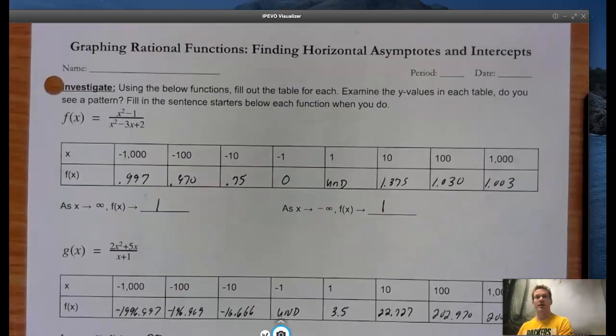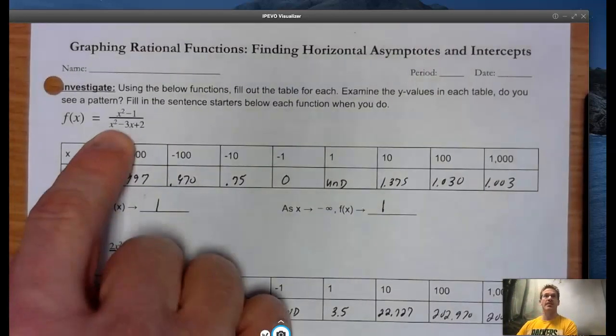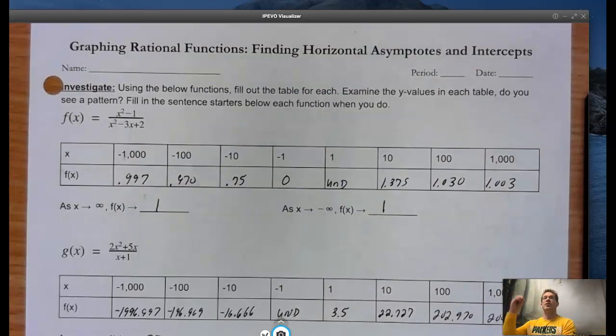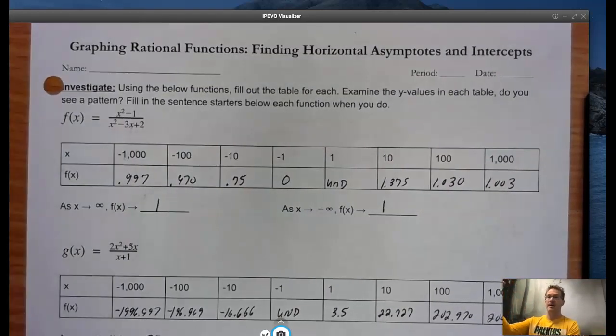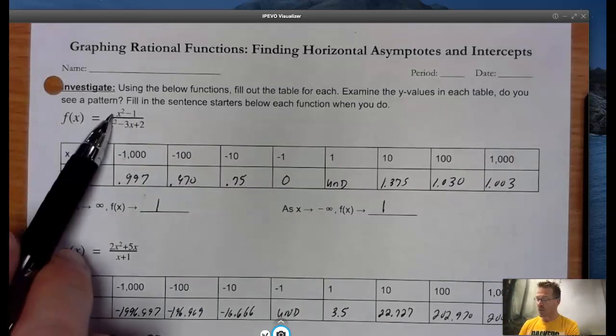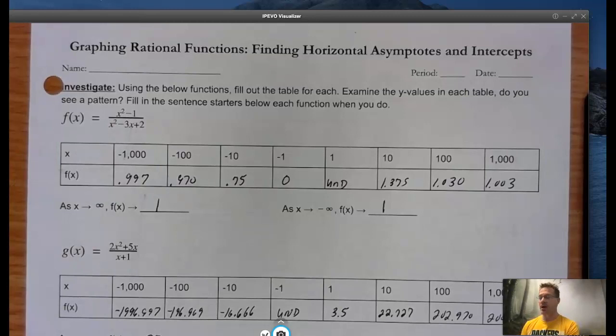Now let's tie this back into that exploration we did with those tables, and I'm going to go back here. Notice this is the one we did in opener B. We have a second degree polynomial over a second degree polynomial. The degrees are the same. Now let's look at the ratio of those leading coefficients. The ratio of those leading coefficients would be 1 to 1. And what did we say here? Yeah, there's our horizontal asymptote, y equals 1.